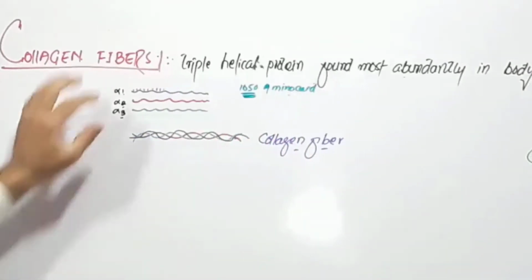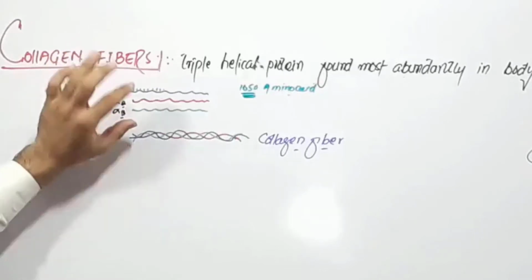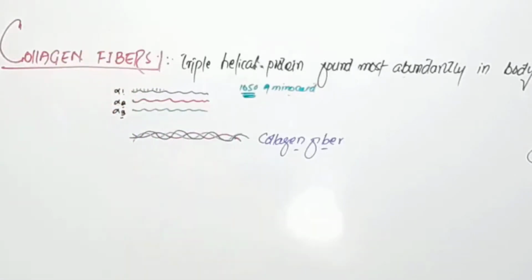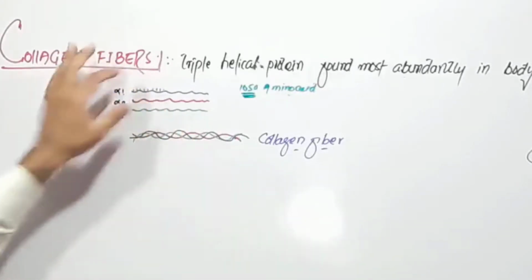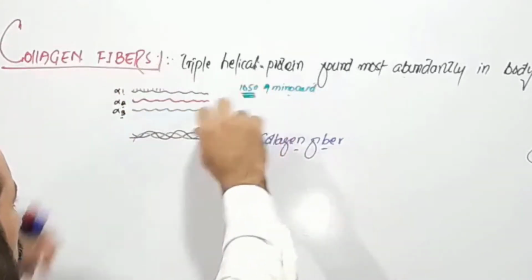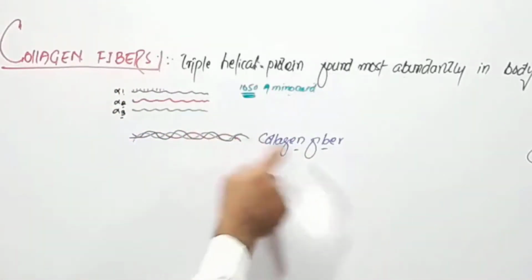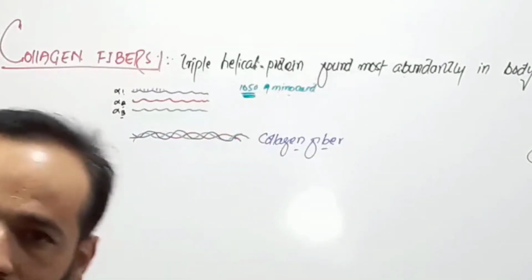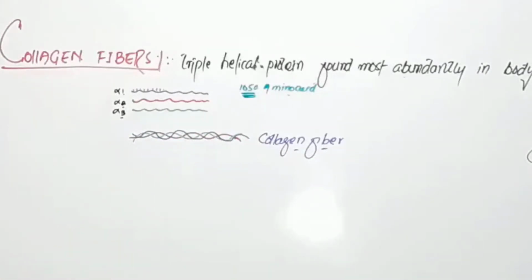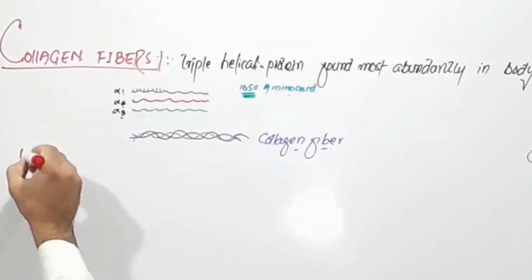In collagen fiber, the 3 alpha chains, and I will say other things also about this, don't worry. These are the 3 fibers, and they are twisted around each other and make strong bonds with each other. So this is called collagen fiber. Done. Now what are the types of collagen fibers?